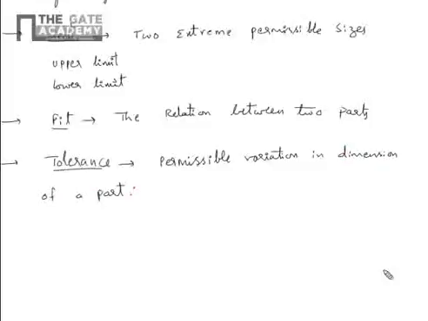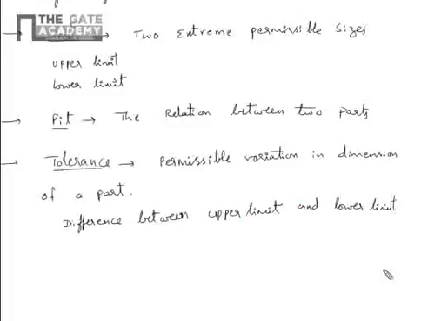It is called tolerance. Tolerance is measured as the difference between the upper limit and lower limit of a component. If you want to find the tolerance of a bolt, you have to calculate the difference between the upper limit and lower limit.